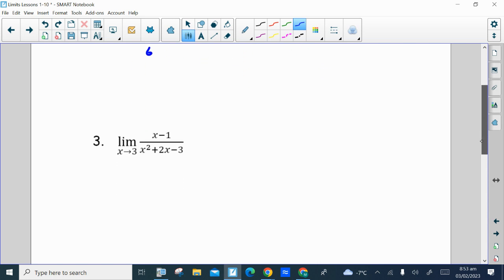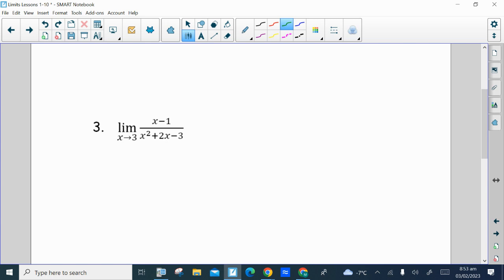Okay, going on to the next one. Again, we'll start by checking to see whether or not 3 in this case, because that's what x is approaching, is non-permissive or not. So 3 squared is 9, plus 2 times 3 is 6, take away 3. 9 and 6 is 15, take away 3 is 12. So again, 3 is not a non-permissive value for this. We can do this one just by substitution. We already know the denominator works out to be 12, so you're going to get 2 over 12, which is 1 over 6. That's the value of that limit.